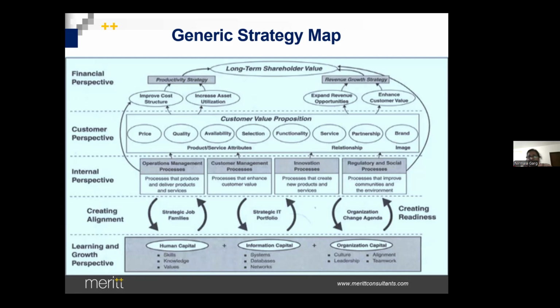So now in a strategy map, we are trying to look at the cause and the effect relationship. Learning and growth and internal perspective are typically called the cause. They are the ones which cause the effect, that is increase in customer, increase in financial perspective. Now, how does it happen? So it all starts from the bottom.